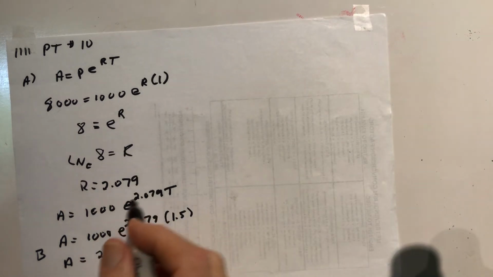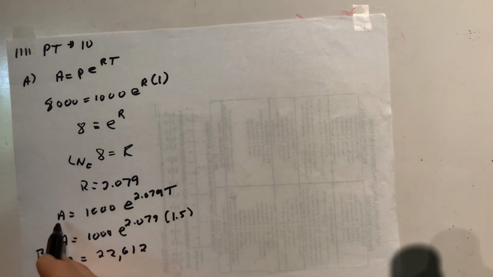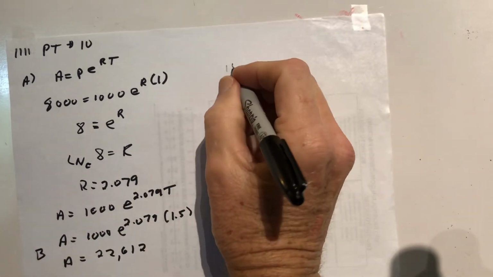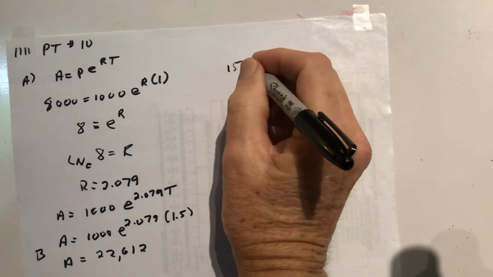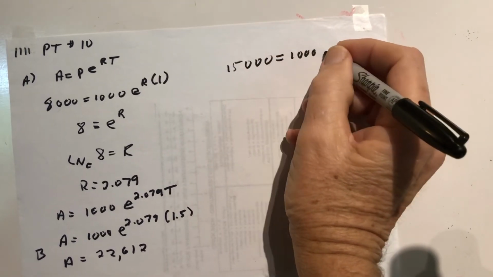Now let's go to part C. Reading out of the book. How long will it take to go all the way up to 15,000? So let's go back to our formula right here. And we know we're going to end with 15,000. And we start with 1,000.